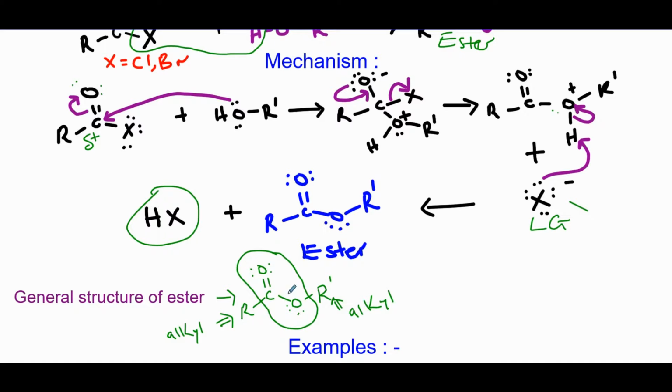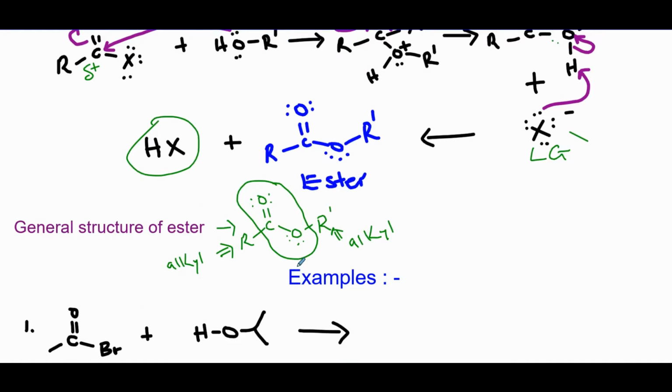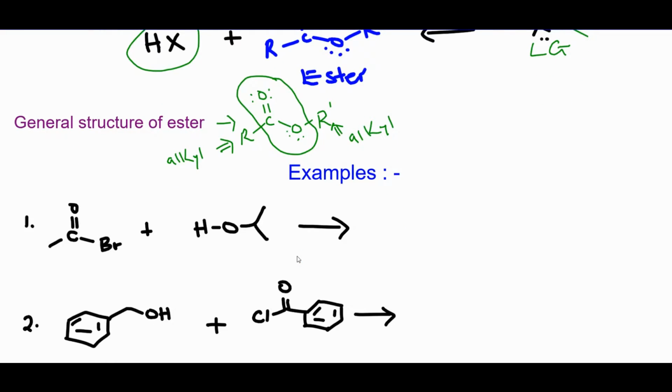The general structure of an ester is as drawn in green. You want to have a carbonyl bonded to an oxygen, and those two should be bordered by alkyl groups on either side of the same type or different type. R and R prime could be same or different.